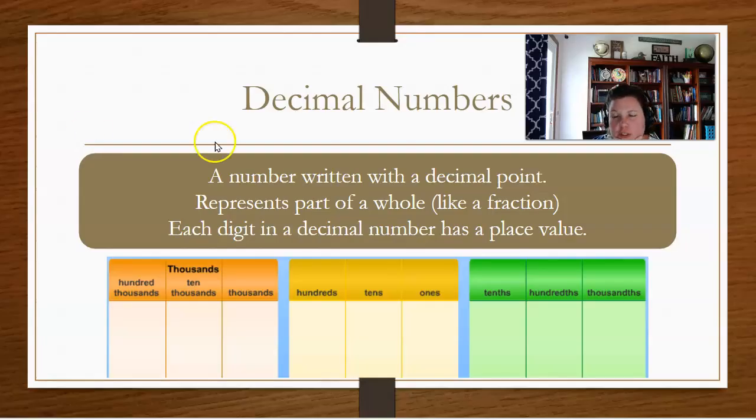Hopefully this hasn't been too long of a video. I just want you to know the importance of saying a decimal number like you would normally say a fraction. It helps when converting back and forth from the two. So a number written with a decimal point represents part of a whole, like a fraction. Each digit in a decimal number has a place value.